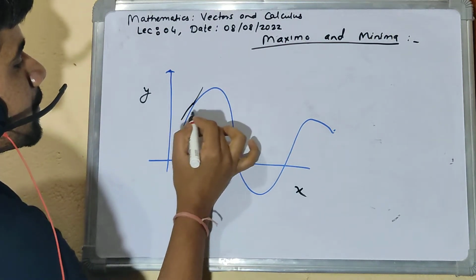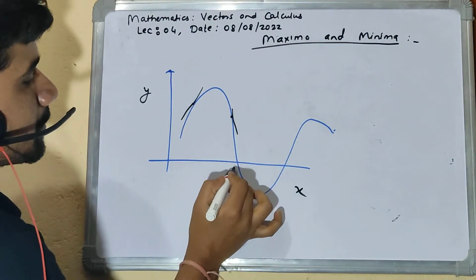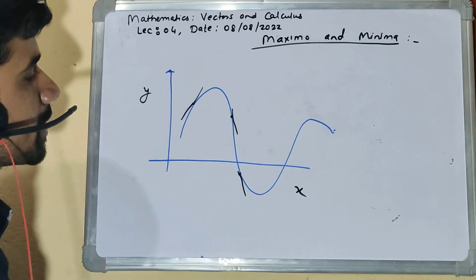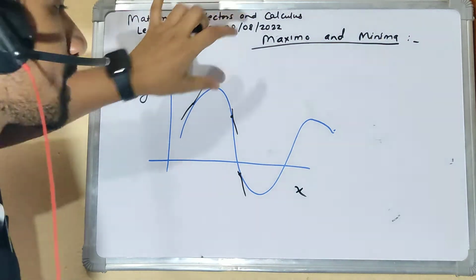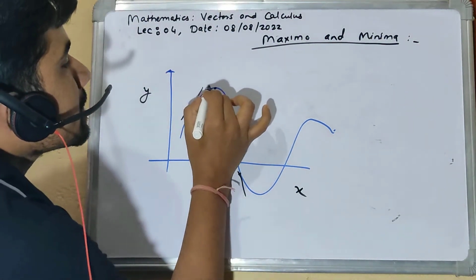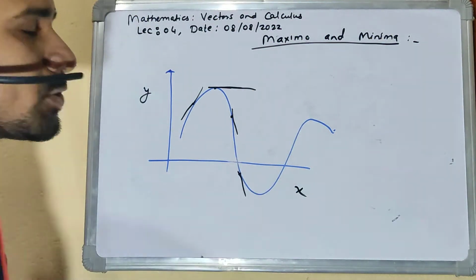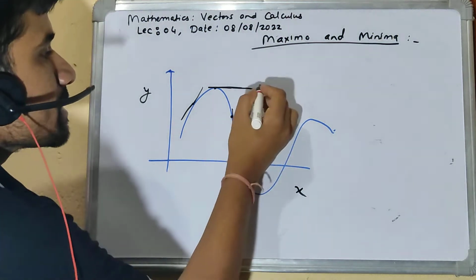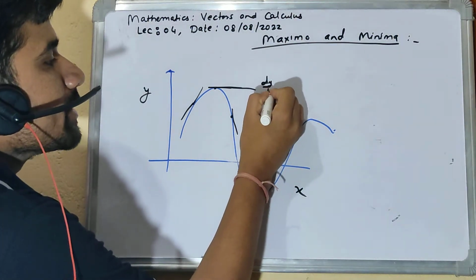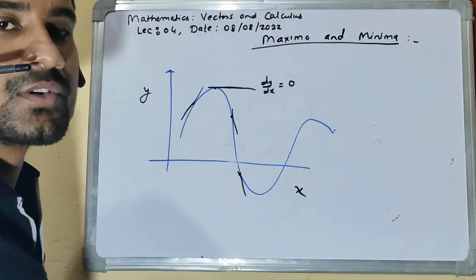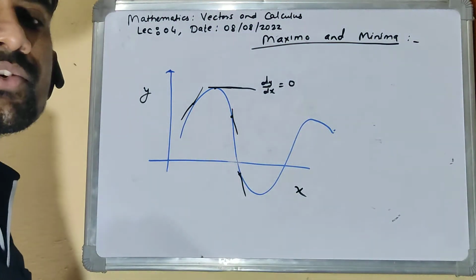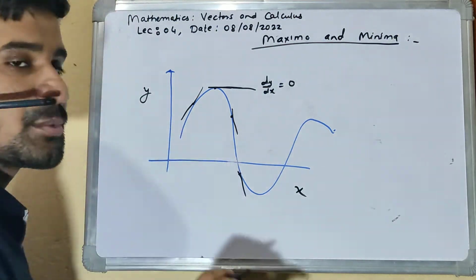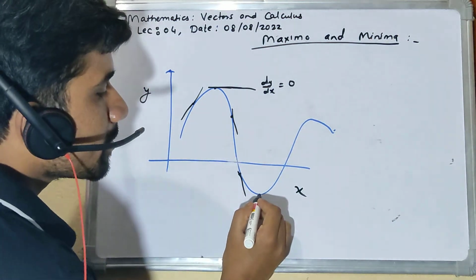These tangents have different slopes. But analytically, at this point, which is the maximum value of this curve, if I draw a tangent, it is parallel to the x-axis. So what is dy by dx here? dy by dx is 0. Slope is tan theta, so the angle with the x-axis is 0, and tan 0 is 0. Again, for minimum, you see this is the point of minimum.